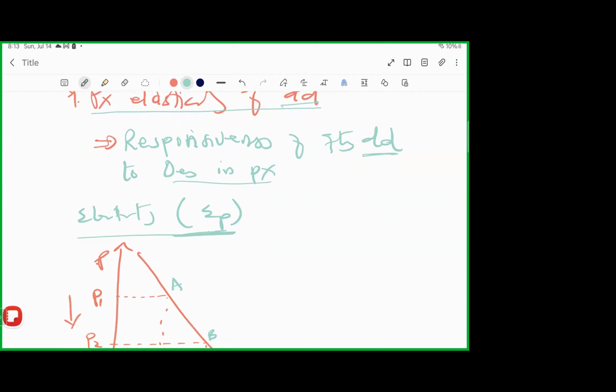And I said that we are looking at how responsive quantity demanded is to changes in price. Basically, we measure this responsiveness using elasticity. Going forward, if I write this, this is epsilon, and this is P. So this is price elasticity.